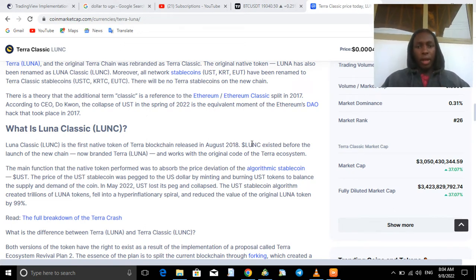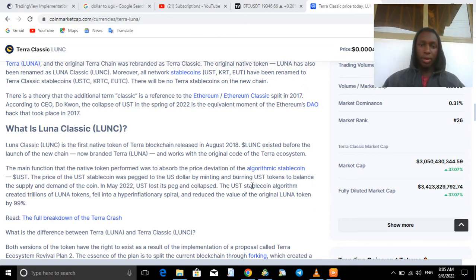Now Luna existed before the launch of a new chain, now branded Terra/Luna, and works with the original code of the Terra ecosystem. The main function that the native token performed was to absorb the price deviation of the algorithmic stablecoin, which is UST. The price of the UST stablecoin was pegged to the US dollar by minting and burning USDT tokens to balance the supply and demand of the coin. Now in May 2022, UST lost its peg and collapsed.